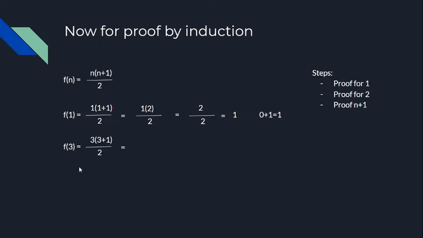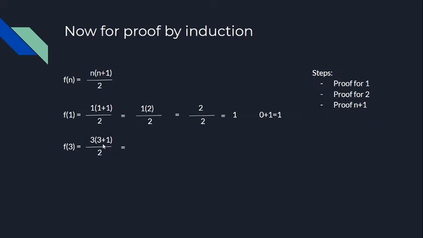Now, here we have f of 3. We're going to substitute 3 for n. Oh, sorry, I was distracted there for a moment. Let me go through this again. We're going to substitute 3 for n. Wherever we see n, we'll put 3.